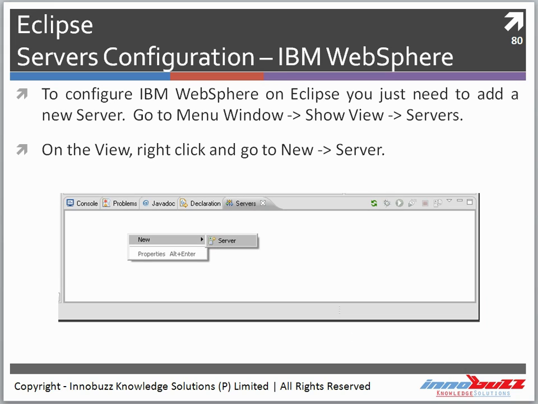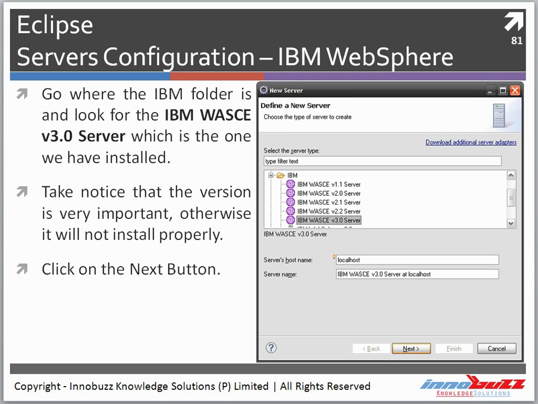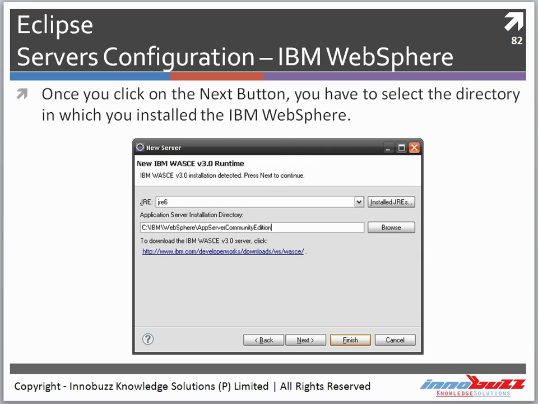Once again, click on the New Server option on the server's view. Find the IBM WASCE 3.0 server and click on the Next button. Here, you have to select the JRE to use and the folder in which the WebSphere was installed. Notice the folder you have to select.